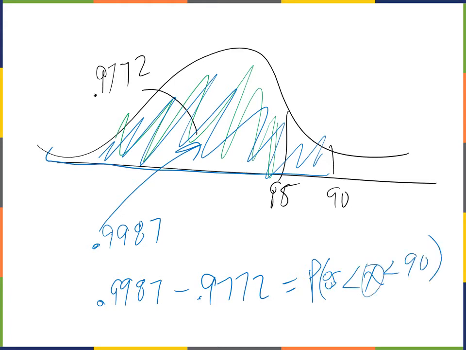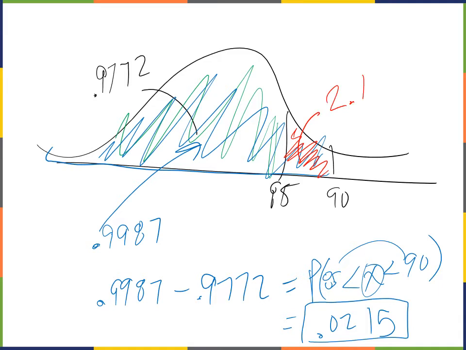So X is between 85 and 90. We end up with the difference between these two being 0.0215. So the probability that someone scores between an 85 and a 90 would be 0.0215. Or we could say that this area is 2.15%. Oops, that's a mess. 2.15% of the whole, or 2.15% of all people will score between 85 and 90.